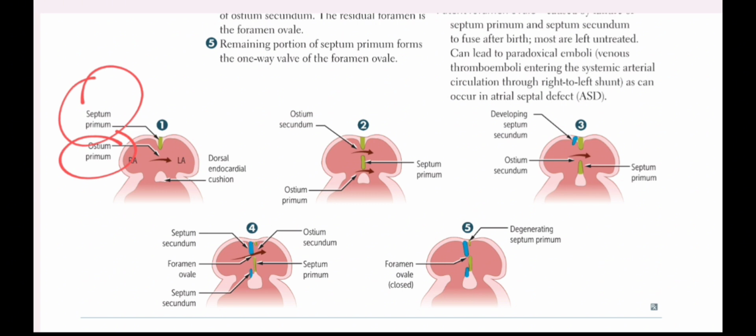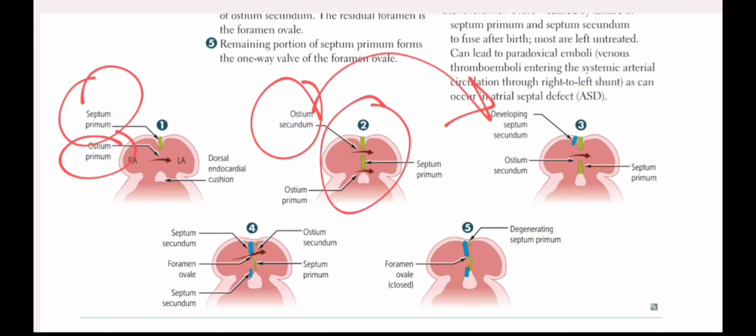But eventually there is subsequent formation of another hole within the septum primum because of degeneration of cells in the center. Here you can see between the green septum there is a communication developing. That second hole is known as the ostium secundum. And in order to close the ostium secundum, there is growth of another septum that is known as the septum secundum. So the septum secundum is what eventually closes the hole in the heart.